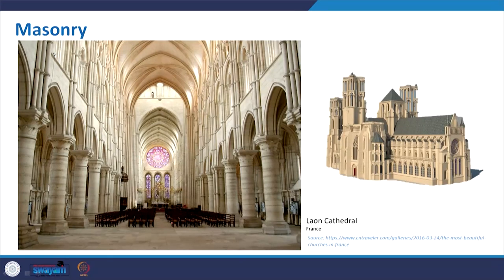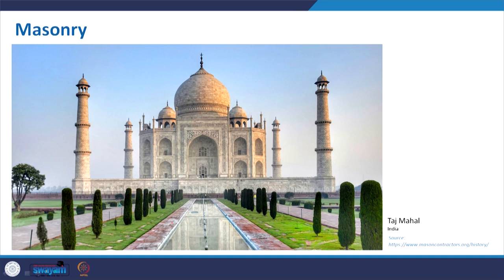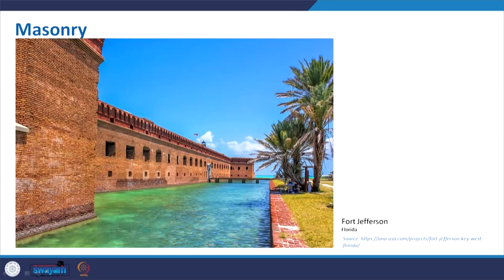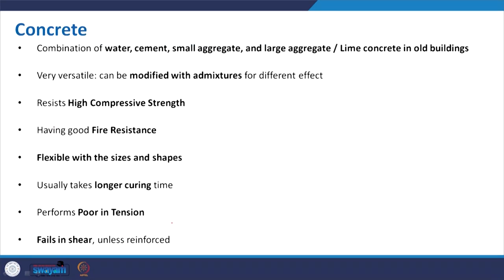Coming to the other one, that is a cathedral. Here also it is based on masonry work, from history. And this is something from India, again a masonry work of stone. This is a nice piece. It was used regularly at that time when reinforcement and other things were not in the picture. This is another example where you can see the use of brick as material: Fort Jefferson, how they used masonry work with brick and mortar.